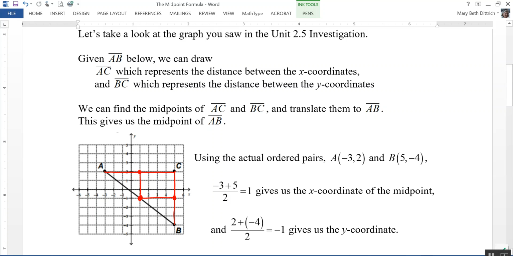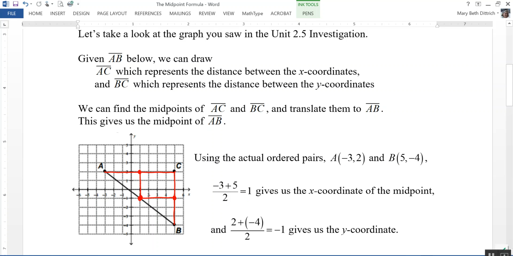Using the actual ordered pairs, A is (-3, 2), and B is (5, -4). If we add the x coordinates of each ordered pair, that is -3 plus 5, and divide that by 2, that gives us 1, which is the x coordinate of the midpoint.